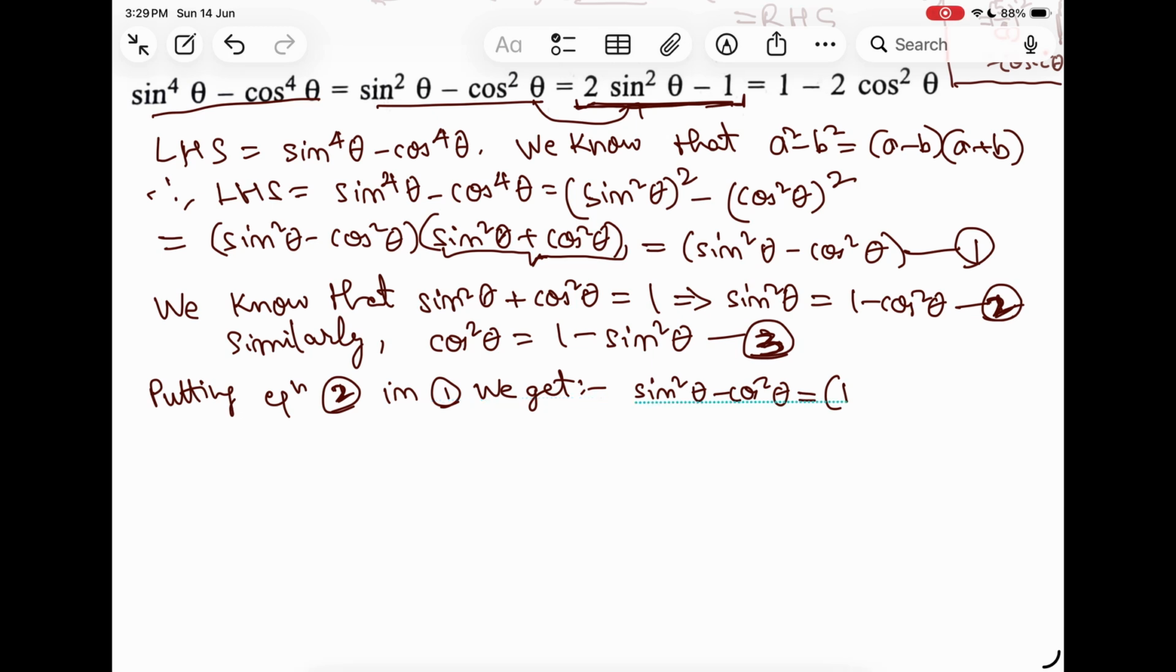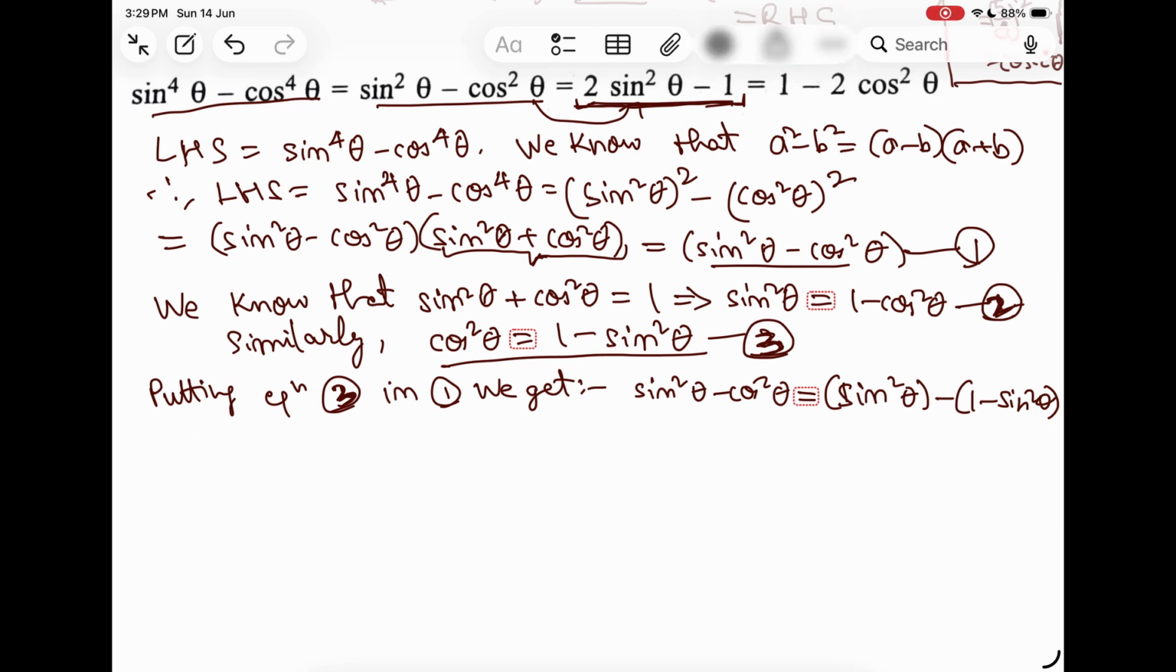I'm sorry, it should be not equation 1, it should be equation 3. All right. So sine square theta minus cos square theta is going to be equal to sine square theta, as we have to keep the sine term, right, minus 1 minus sine square theta, that can be written instead of cos square theta.